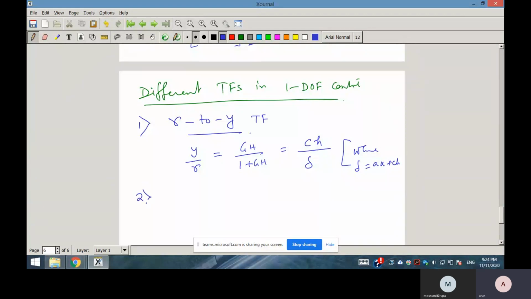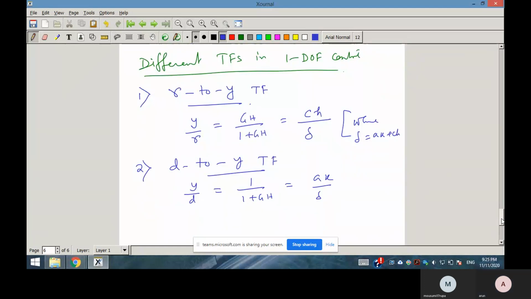Similarly, D to Y. What is the d2y transfer function? Disturbance to output. So y by d transfer function will be, you can write, 1 by 1 plus GH. So this will be equal to AK divided by delta, A(s)K(s) divided by delta(s). So delta(s) is A(s)K(s) plus C(s)H(s).